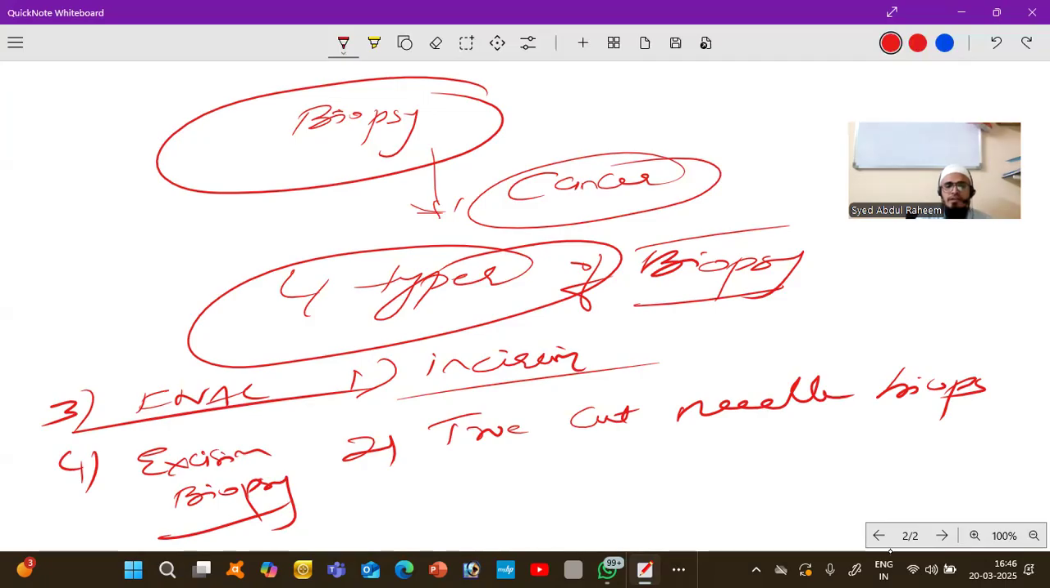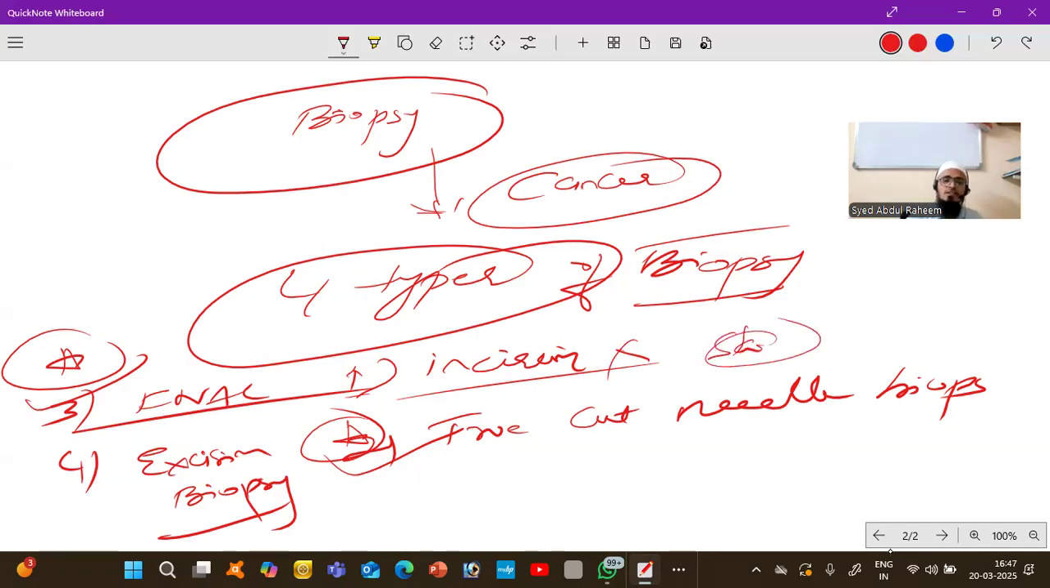So basically, FNAC and true cut needle biopsy are guided by radiology. In incision biopsy, a piece of tissue is cut and taken directly from that area and taken to the lab. Today, this is not used only for skin diseases; incision biopsy is used. But FNAC and true cut needle biopsy are the mostly radiology-guided biopsies.